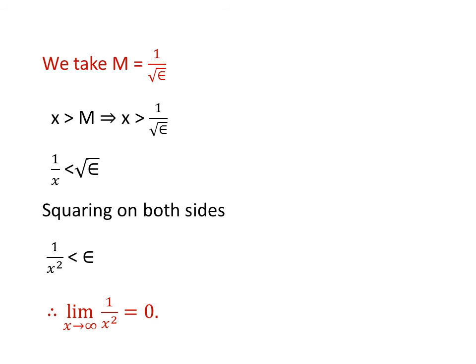Next, we take m equal to 1 divided by square root of epsilon. Since x is greater than m, this implies x is greater than 1 divided by square root of epsilon, which implies 1 by x is less than square root of epsilon. Squaring on both sides, we get 1 divided by x squared is less than epsilon, which is of the form modulus of f(x) minus L less than epsilon. Therefore, we write the limit as x tends to infinity of 1 divided by x squared is equal to 0.